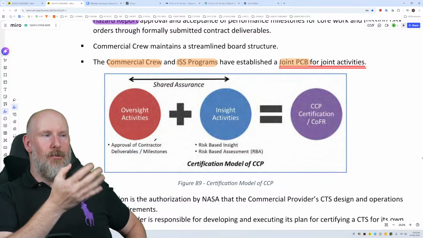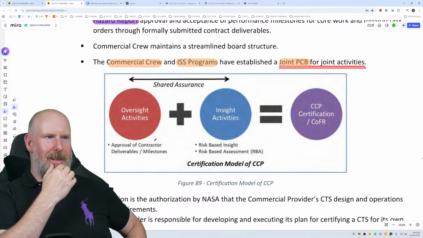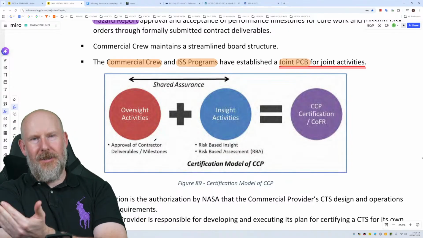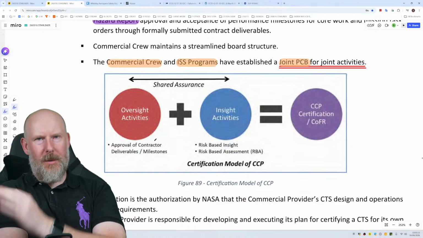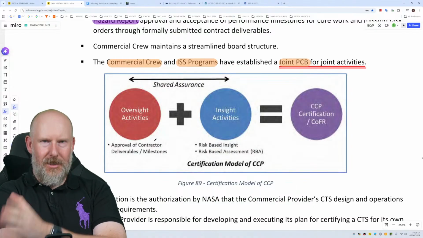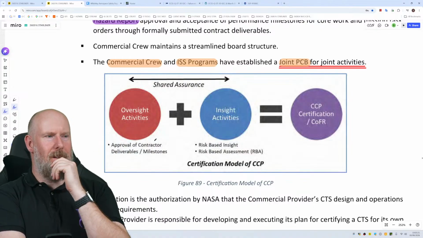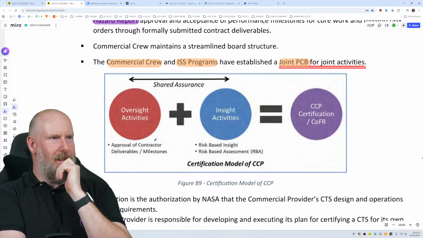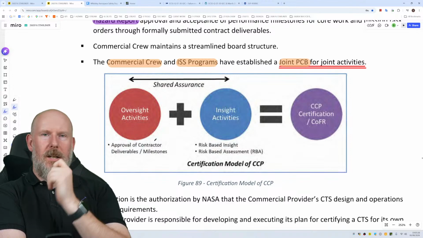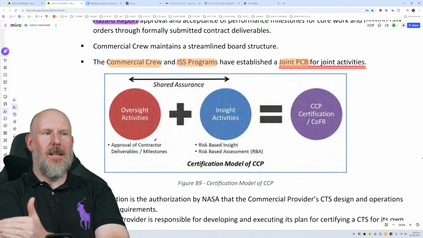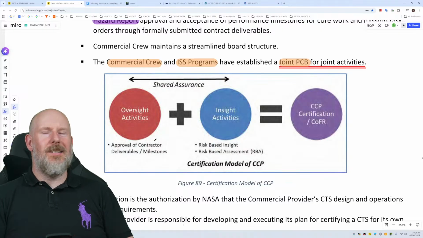Insight activity, risk-based insight, risk-based assessment. Some things you have to check. It doesn't matter what you think the magical risk is. You have to check this stuff. Otherwise, you end up in exactly the situation we are in here. It's ridiculous. For certain things, you can't put probabilities on it. So trying to do a risk-based anything is pointless. It's misleading. It's distracting.